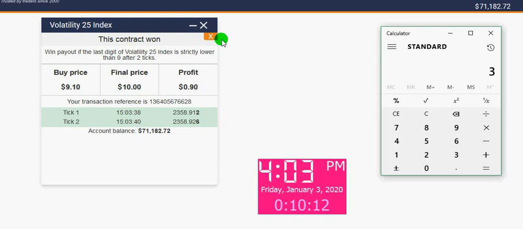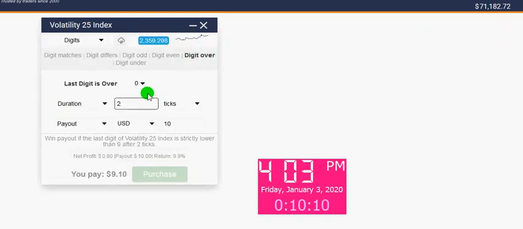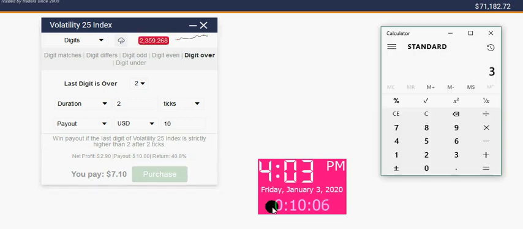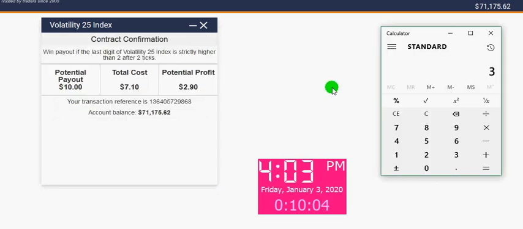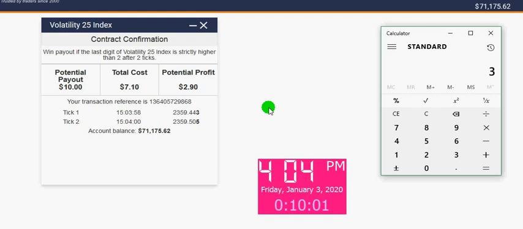We're going for trade number 3. We'll change this again to digits over, then we'll change this to 2 again. Then we'll click on purchase for the third trade. Remember, we are trading 6 times. That's our third trade. So you can see we won the third trade.